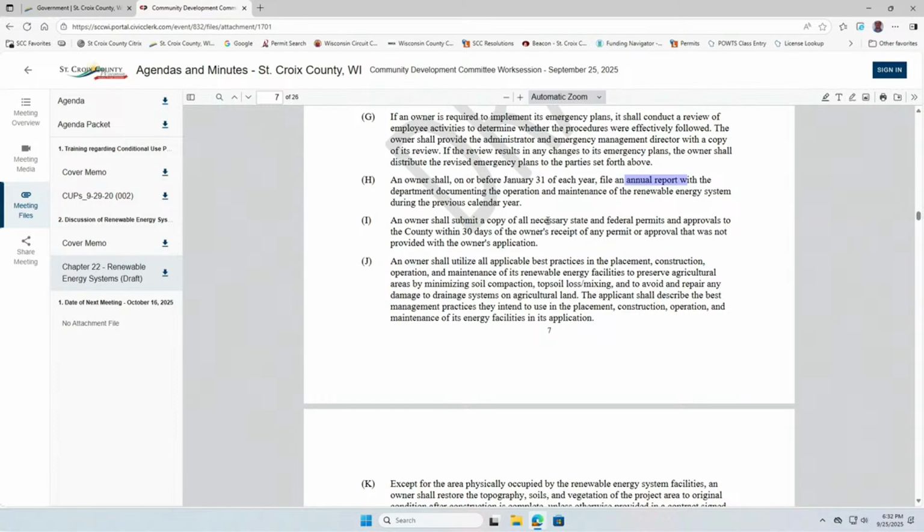Sub I here is just talking about all necessary state and federal permits and approvals. Copies to the county shall be submitted to us within 30 days of the receipt of their permit.